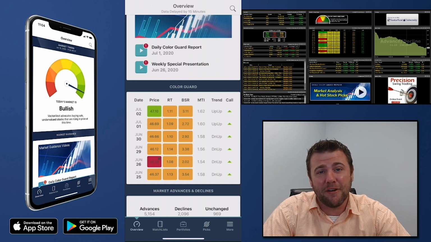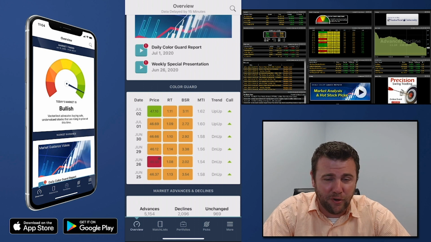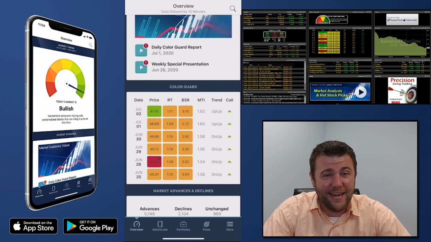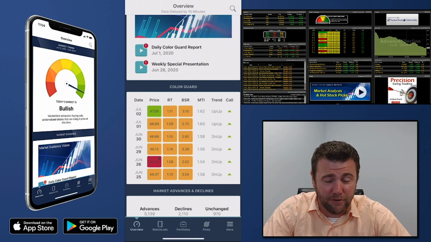You'll notice the theme here at VectorVest that we try to keep things simple for you guys. If you can remember above 1 is good and below 1 is bad, 98% of all the VectorVest indicators are going to make your life a lot simpler then.